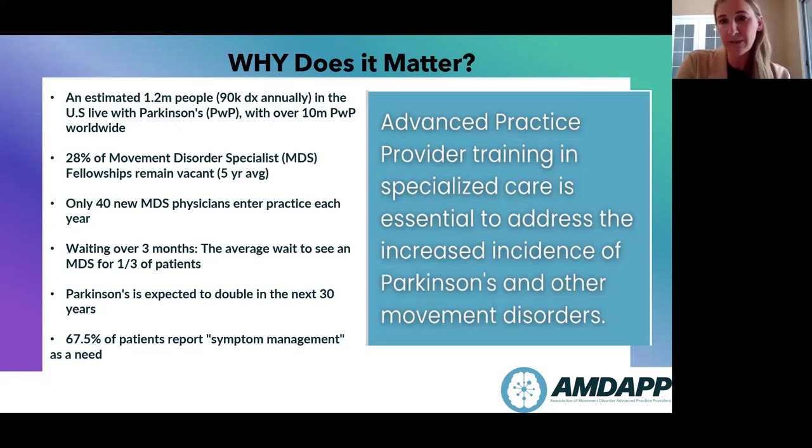So the wait time here is even low. This says waiting over 3 months, but you're both saying 4 to 6 months. And Parkinson's disease is expected to double in the next 30 years. So if you're looking at this, it's really a public health crisis, in my opinion, that we don't have enough people who are expertly trained to manage people living with Parkinson's disease and other movement disorders. And that's where APPs come in, and they can really help enhance care, provide quality care, help with medical management, and get people in sooner and get people better access to care.